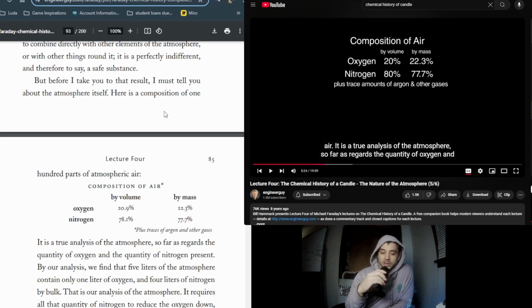It's crazy to think that these are Faraday's lectures. Like, he knew this much about the atmosphere and chemistry in 1861. It's really cool.